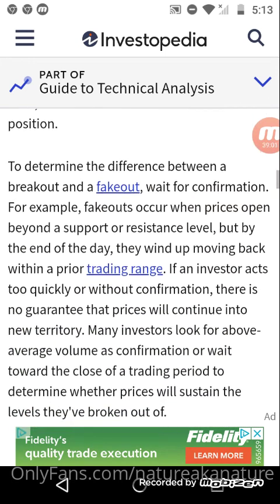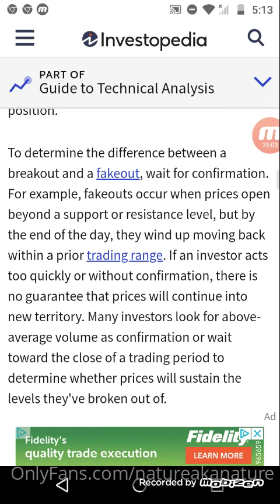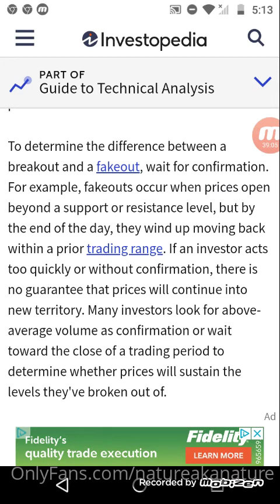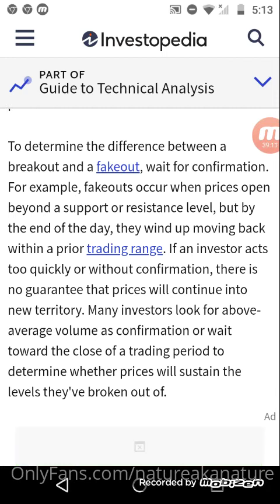So investors act too quickly. They got in too quickly without confirmation. There was no guarantee that price would continue, and by the end of the day, price came back to the closing period and where it was before it broke out. And this is called a fake out. The level wasn't sustained, and it broke back. It made a fake out.